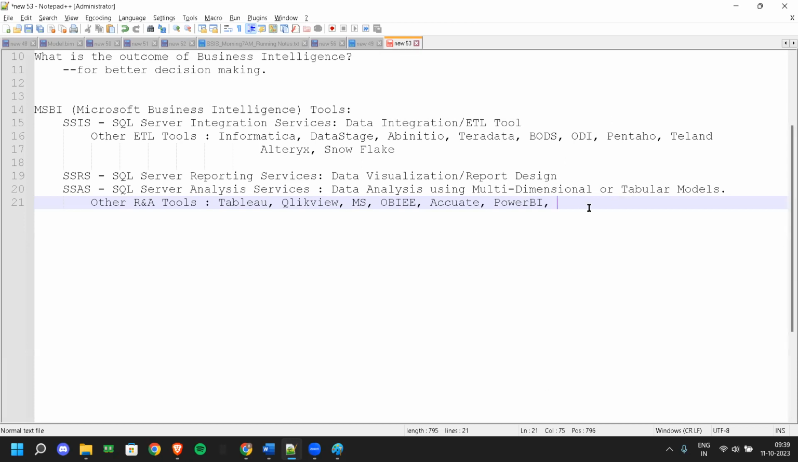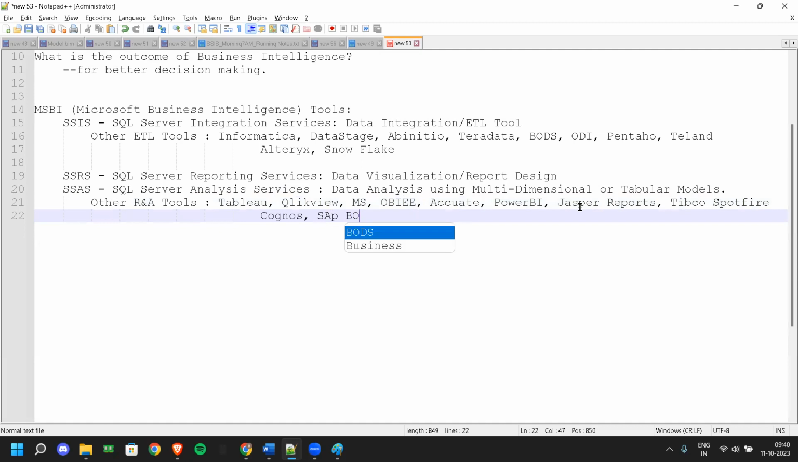Power BI from Microsoft, QlikView, Actuate, Jasper Reports, and TIBCO Spotfire. What else? What other reporting tools do we have? Yes, we have Cognos, SAP BO, Business Objects. We have these many reporting and data analytical tools available in the market.